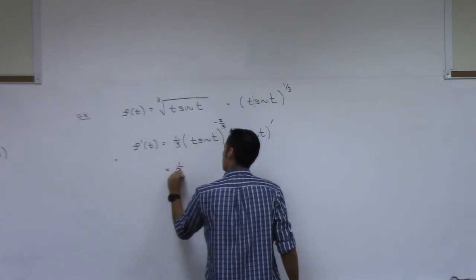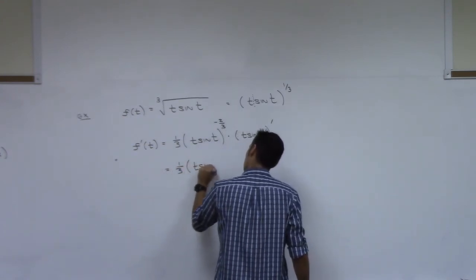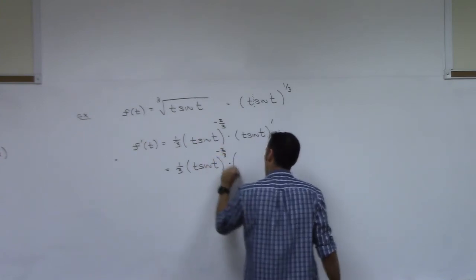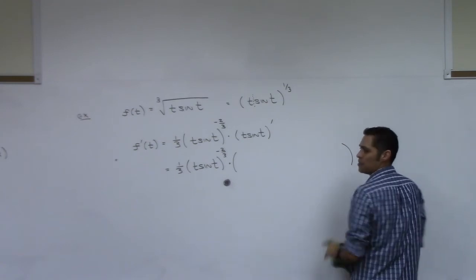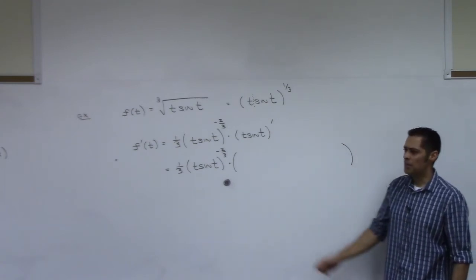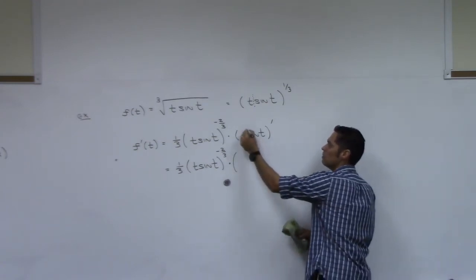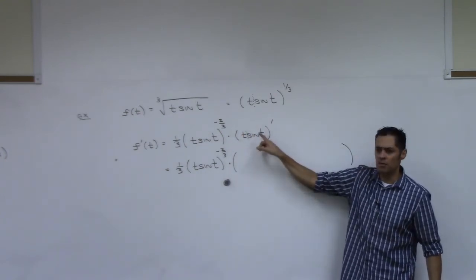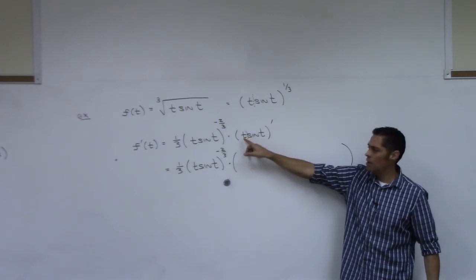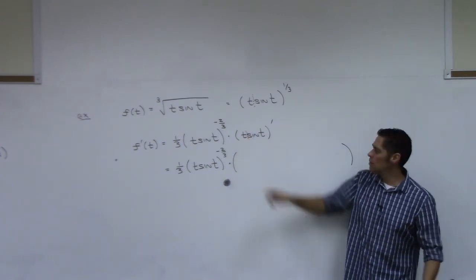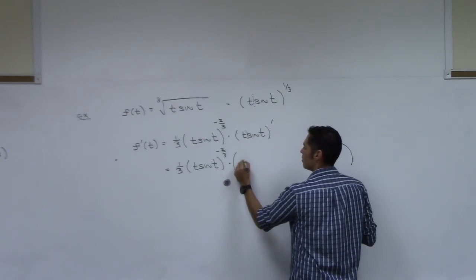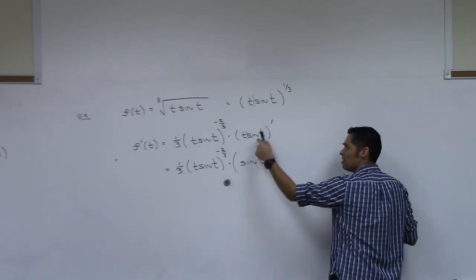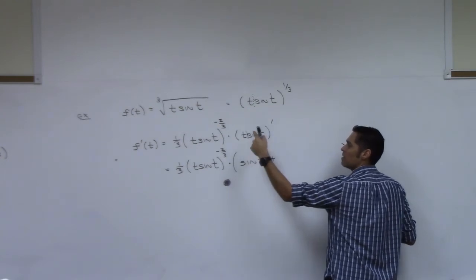So 1/3 t sine t minus 2/3 times, now all of this, whatever my answer is, it's going to be in parentheses, isn't it? And I'm going to be doing the product rule right there. So I'm going to have derivative of this times this plus derivative of this times this. So what's the derivative of t? Just 1, right? It's times sine t plus derivative of sine t, which is cosine t times t.